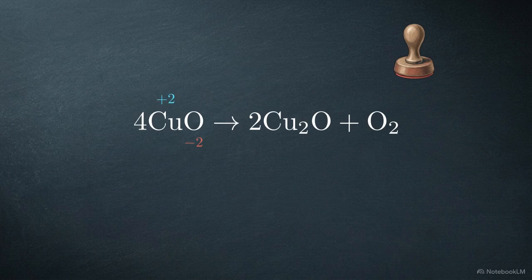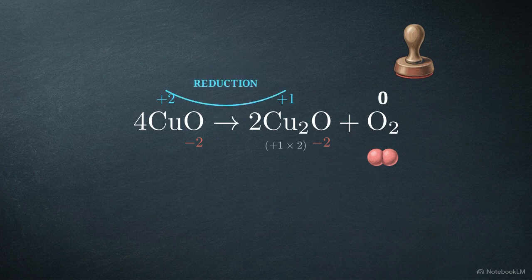Oxygen has an oxidation state of -2. To balance the compound to 0, this copper must be +2. On the right, the first product is Cu2O. The oxygen is still -2, but because there are now 2 copper atoms, each one only needs a +1 charge to reach 0. Finally, we look at the oxygen gas. Since it is an uncombined element, its oxidation number is 0.